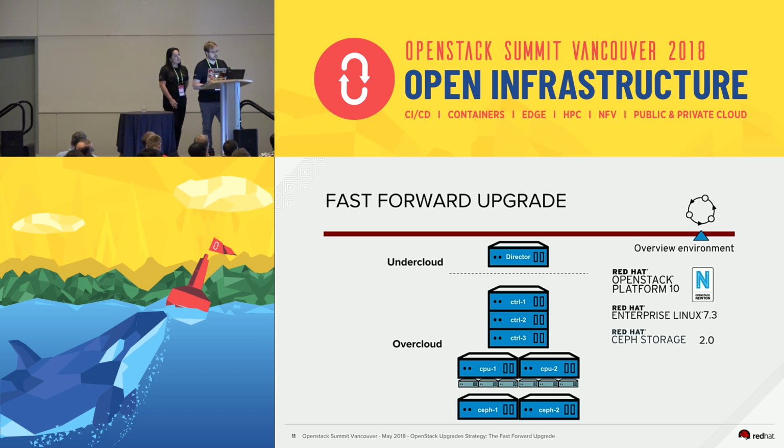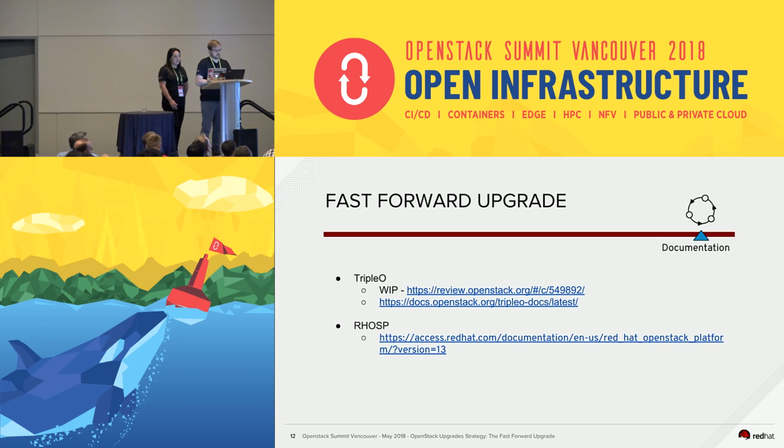The environment is running OSP 10, the Newton-based release of OpenStack platform, on a base of Red Hat Enterprise Linux 7.3 to begin with, using Red Hat Ceph Storage 2.0. Obviously, we want to skip ahead, not 1 release, not 2 releases, but 3. So we're going to end up on OSP 13, our Queens-based release, with an underlying OS of Red Hat Enterprise Linux 7.5 and Red Hat Ceph Storage 3.0 as well.